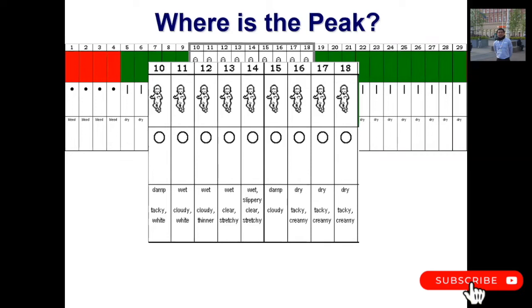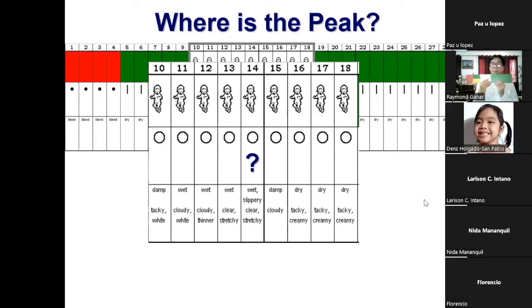Where is the last day of slippery sensation? Can you please tell me? Because that is the definition of peak, the last day of slippery sensation. So you need to look at the sensation slippery. What day is that? Day 14. Okay, let's put a question mark. Day 14. But I want you to focus on my slide rule, no?